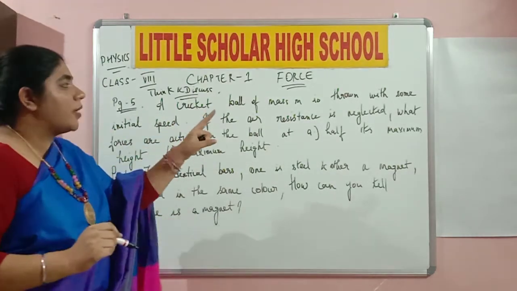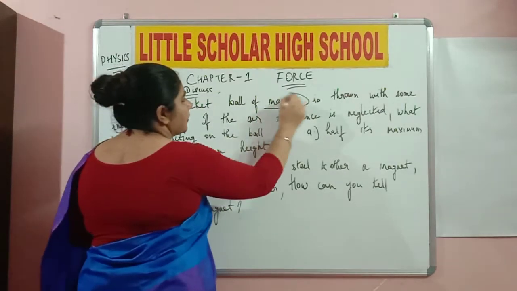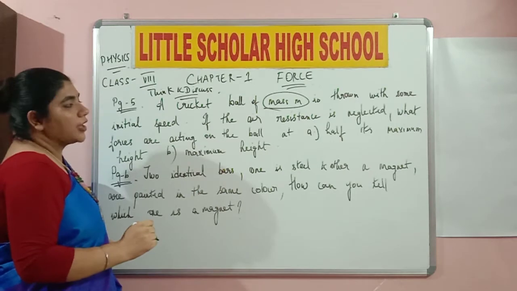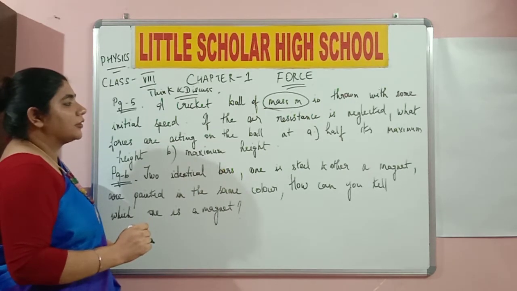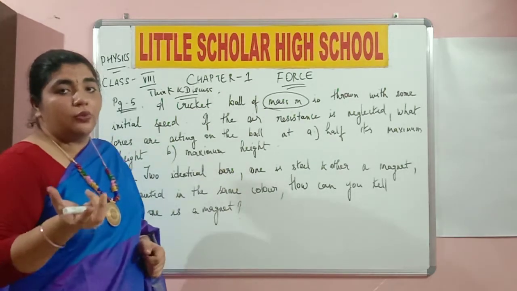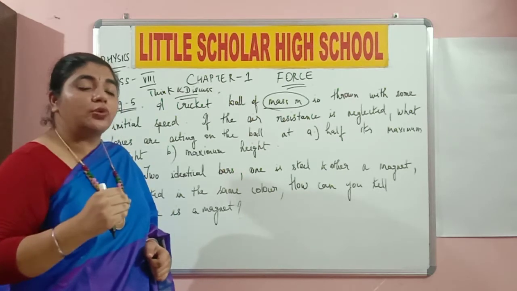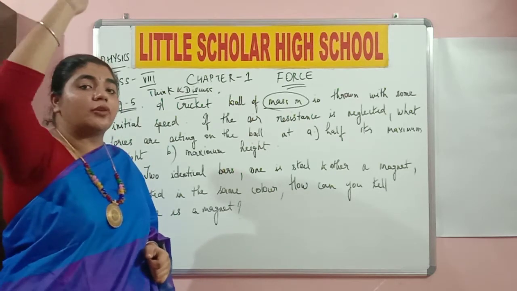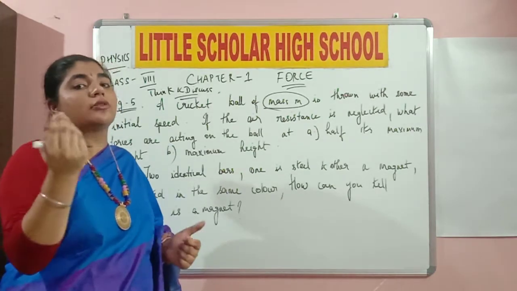A cricket ball of mass m is thrown with some initial speed. The mass of the ball is given as m. Now, if the air resistance is neglected, what forces are acting on the ball at half its maximum height and maximum height? So there is a ball with a certain mass m and it is thrown up in the air. And you need to calculate at its maximum height what is the force, and at half of its maximum height what is the force.